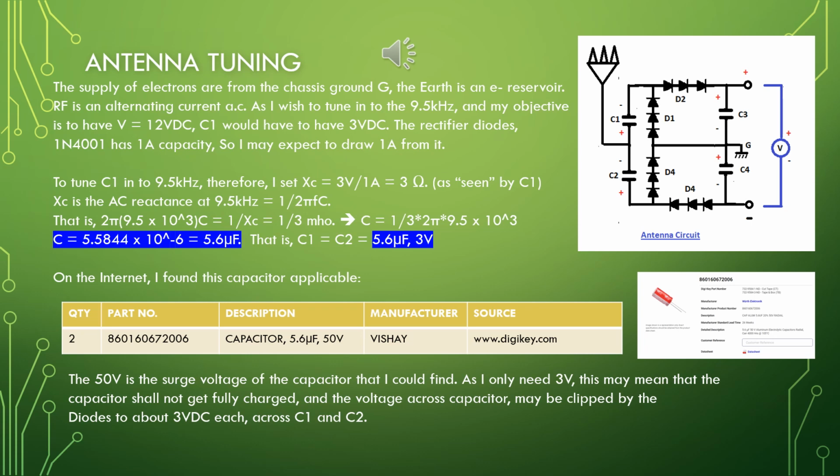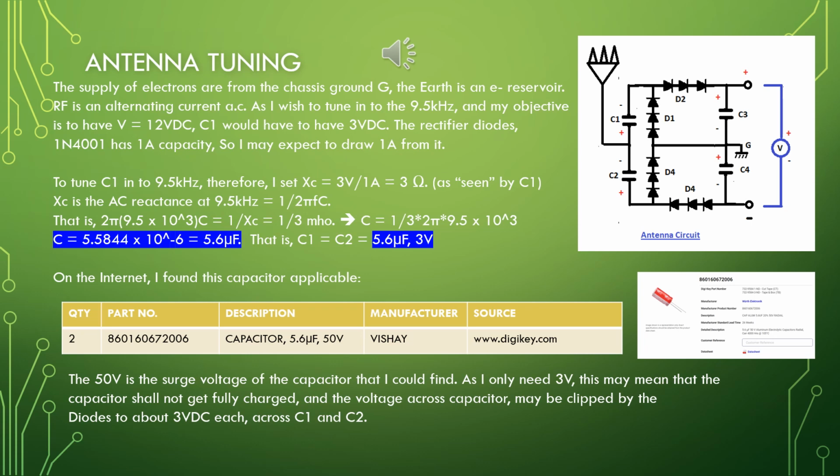To tune C1 into 9.5 kHz, therefore I set Xc equal to 3 volt divided by 1 ampere, equal to 3 ohm, as seen by C1. Xc is an AC reactance at 9.5 kHz equal to 1 over 2πfC. That is 2π times 9.5 times 10 to the power 3 times C equal to 1 over Xc, equal to 1 over 3 mho. That is C equal to 1 over 3 divided by 2π divided by 9.5 times 10 to the power 3. C equal to 5.5844 times 10 to the power minus 6, equal to 5.6 μF. That is C1 equal to C2 equal to 5.6 microfarad, 3 volts.